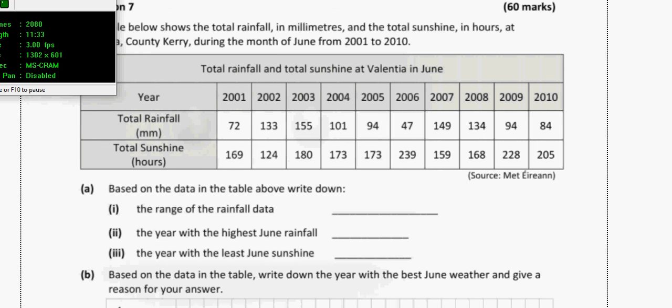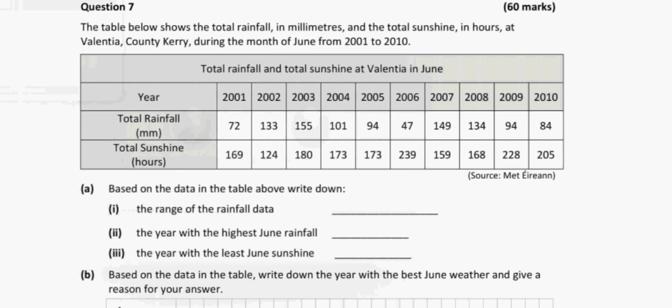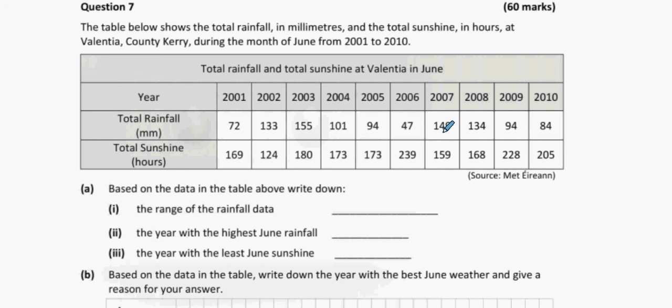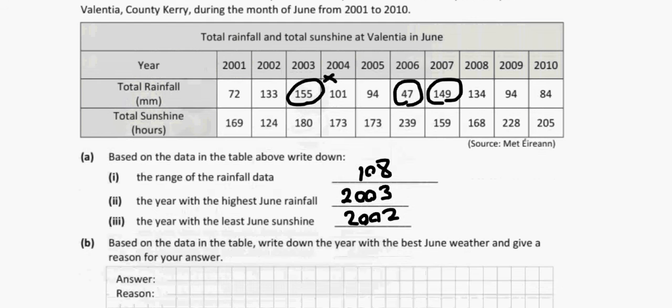Now, what's the range of the rainfall data, lads? The highest score minus the lowest score. So what do we get? Who's the highest? 155 is the highest. And what's the smallest? 47. And then you took them away from him, giving 108. Peter, which year had the highest rainfall? 2003, was it? Which year had the least June sunshine? 2002.